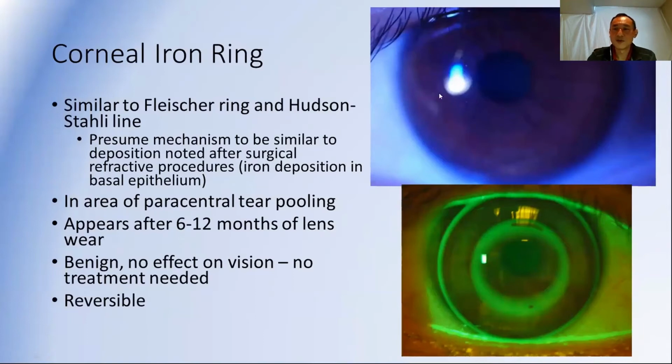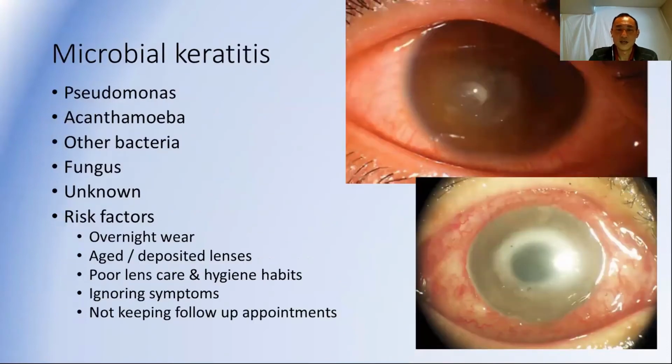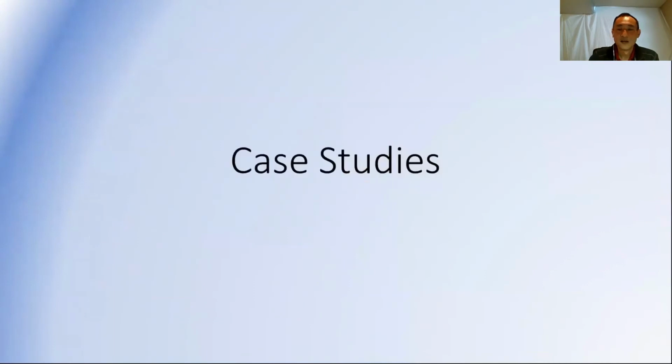In most patients, you may notice an iron ring that's going to occur where the tears pool in the mid-peripheral cornea. No issues with that, just something you might notice, and just know that that's not significant. And we already mentioned microbial keratitis, and the best thing is just to make sure that they're using proper hygiene, proper lens cleaning products and lens cleaning habits, and come back to see you when they're supposed to.